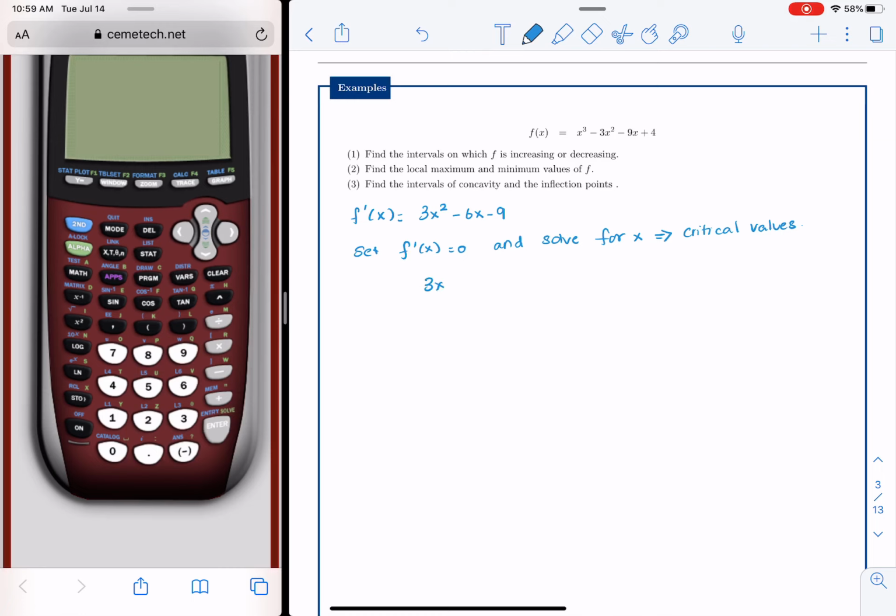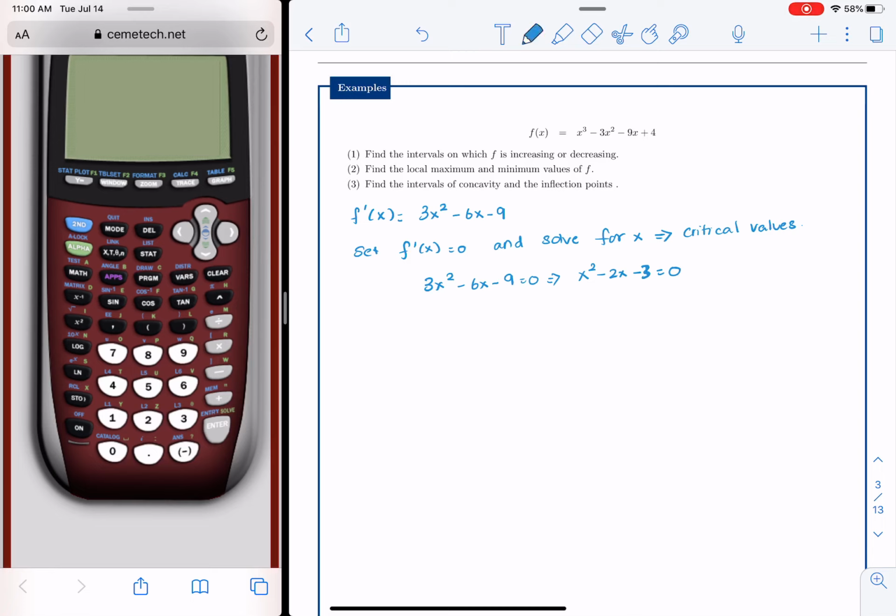So 3x squared minus 6x minus 9 equals 0. Divide by 3 on both sides. We have x squared minus 2x minus 3 equals 0. Now, we could either use the quadratic formula or factoring to find the solution to that equation. In this problem, we could actually use factoring.